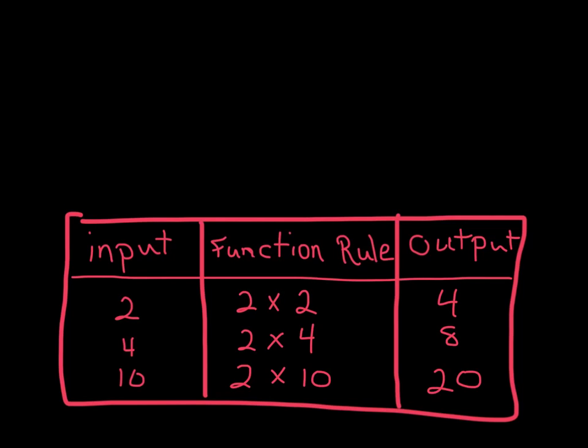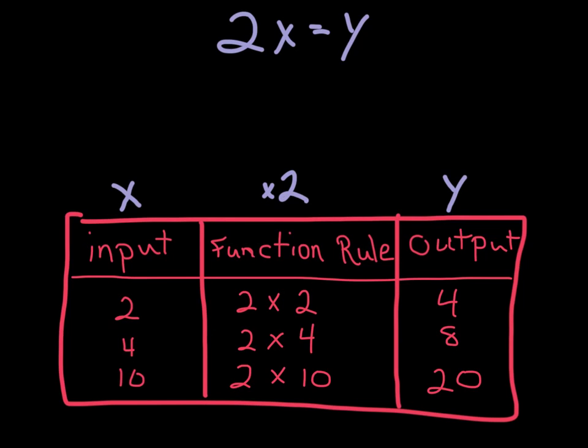Functions are often written as equations. So if we take a look at what we were just doing, the equation for this would be 2x equals y. And let me explain here how I did this. So your input equals x. Okay, your output equals y, and the function rule is what we're doing to it, so we timesed it by 2.